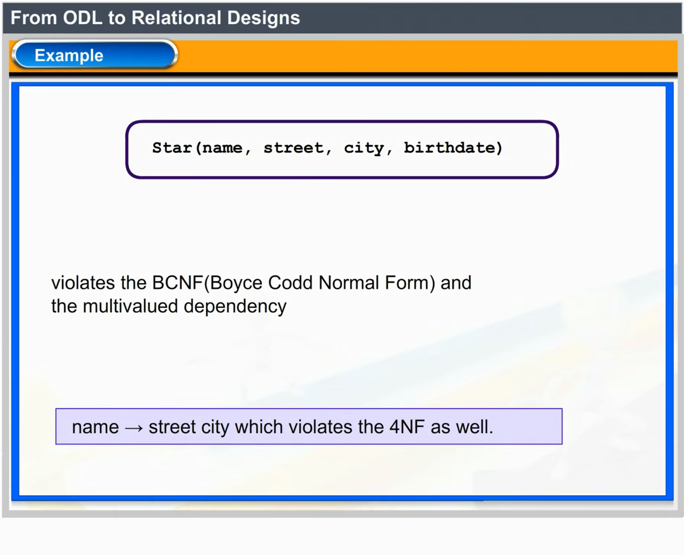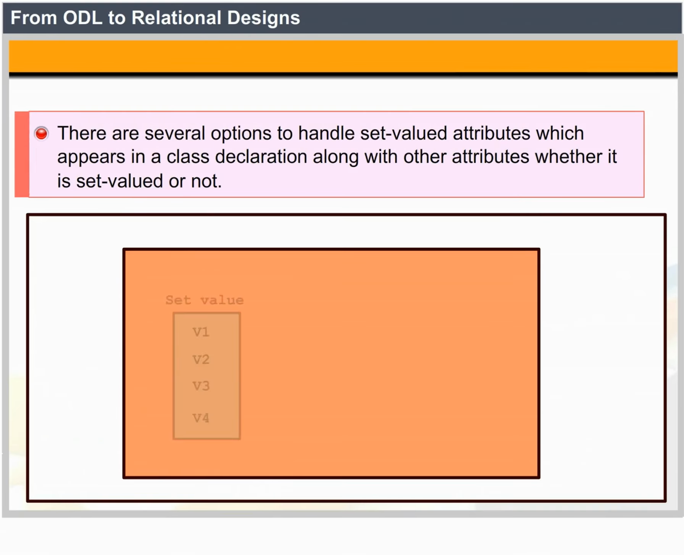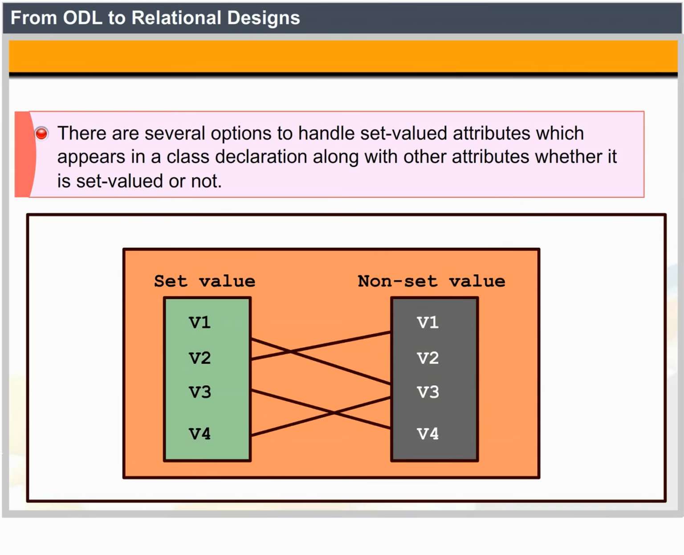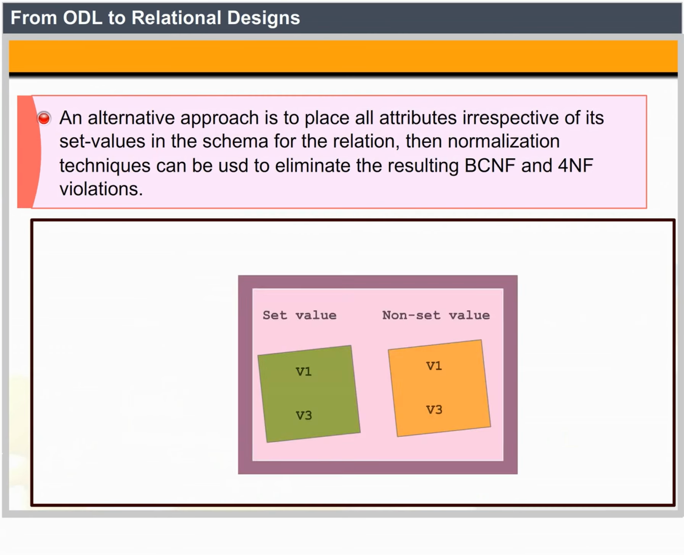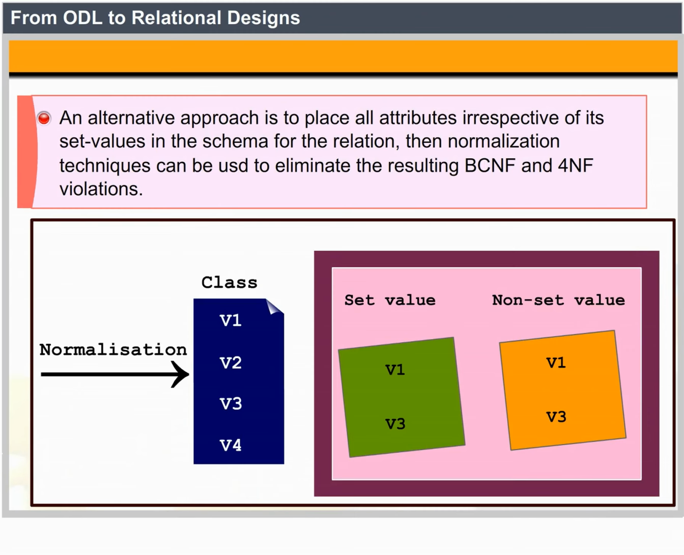There are several options regarding how to handle set-valued attributes that appear in a class declaration along with other attributes, set-valued or not. One approach is to separate out each set-valued attribute as if it were a many-to-many relationship between the objects of the class and the values that appear in the sets. An alternative approach is to place all attributes, set-valued or not, in the schema for the relation, then use the normalization techniques to eliminate the resulting BCNF and 4NF violations.